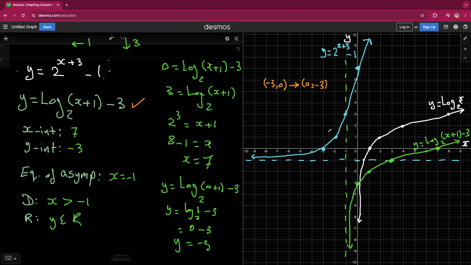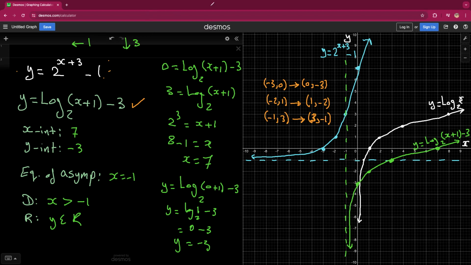Do we have a point at -2 and 1? What's the inverse of that point? It's 1 and -2. Inverse means you're switching the 2 coordinates. Do we have a point at 1 and -2 here? Yes, we do. And then here we have -1 and 3, which gives me, for the inverse, 3 and -1. Okay, and we have 3 and -1. And therefore, these two graphs are the inverse of one another.